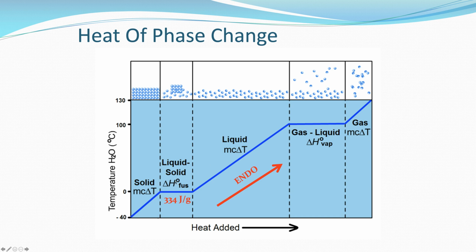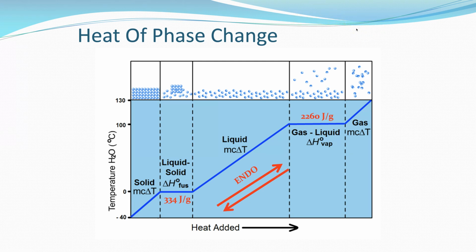334 joules for each gram if it's water to melt it, and 2,260 joules for each gram if we're going to boil it. And this is for water. Each substance has its own unique heat of fusion and vaporization. So we add heat of fusion to melt, we add heat of vaporization to boil.